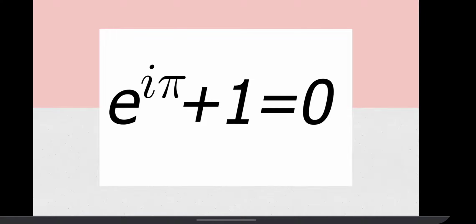Now we're going to analyze it. Starting, it has e, which is an exponential function, and this is very special because e to the x is its own derivative. If we take the derivative of e to the x, it's equal to e to the x also.